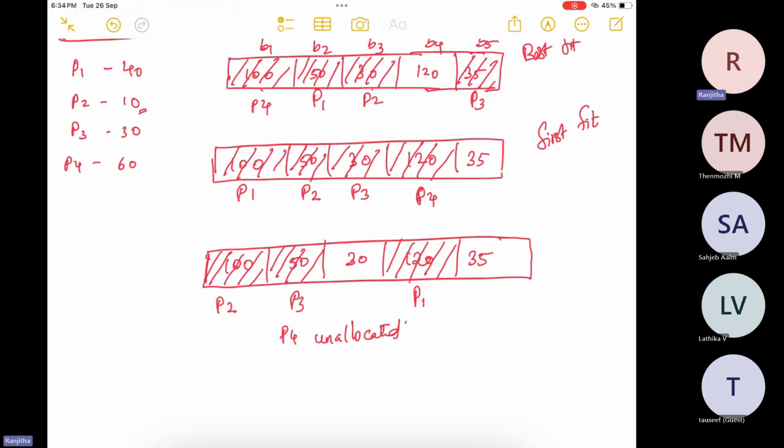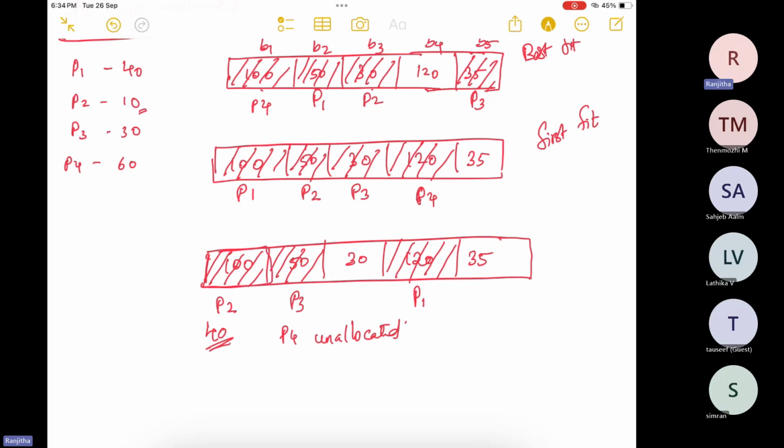Now let's see the other topic discussed, which was the concepts of internal and external fragmentation. Internal fragmentation is when you allot a particular block to a particular process. For example, here P2 required only 40, but we have given 100, right? So 60 is not used.